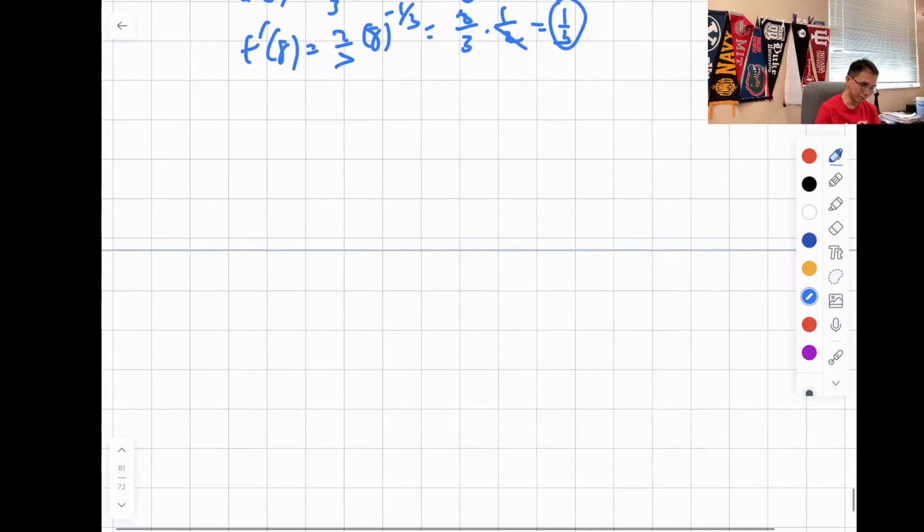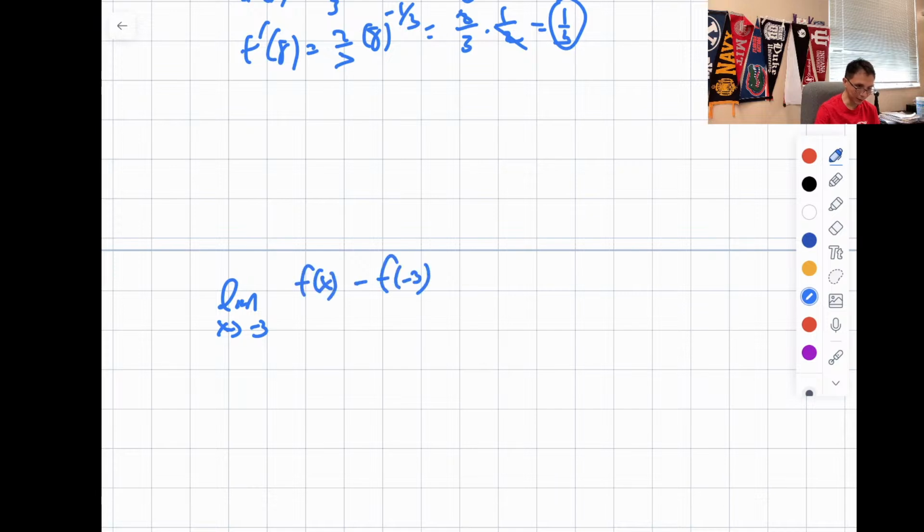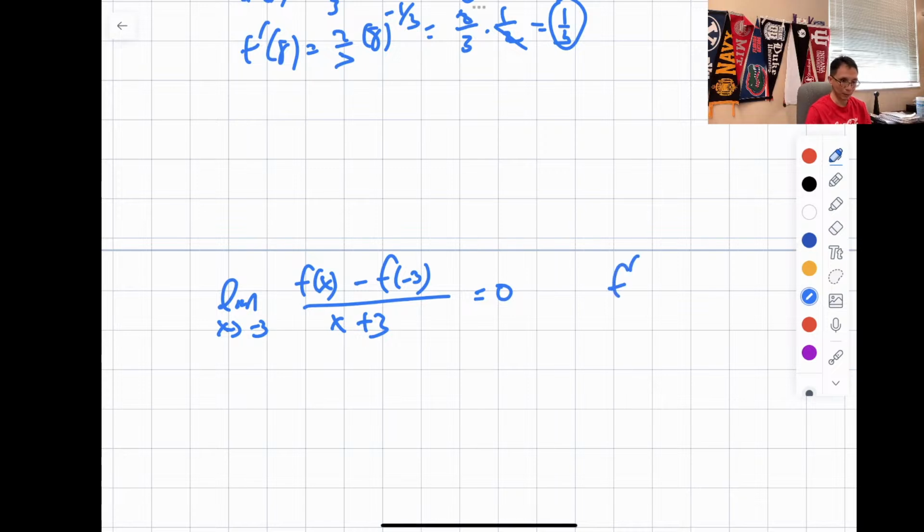They say the limit as x approaches -3 of f of x minus f of -3 over x plus 3 equals 0. Now let me ask you, which kind of format is this? Alternative. And it's equal to 0, so that means f prime of -3 is equal to 0, right? What does that mean? It's not undefined, is it? 0 is not undefined, right? Yes, some people mentioned the horizontal tangent. Yes, they are.